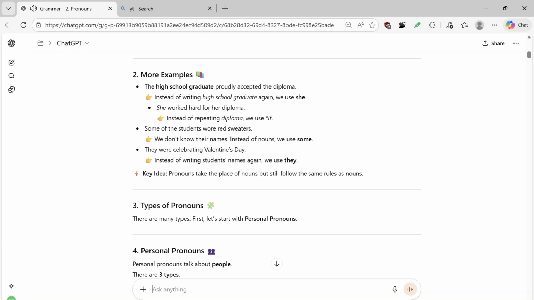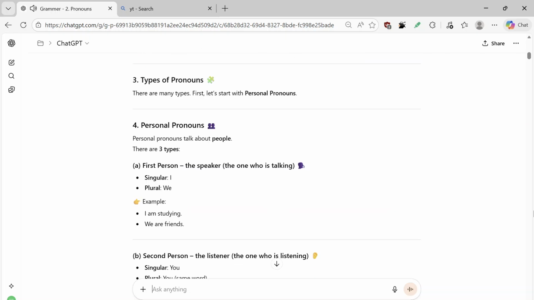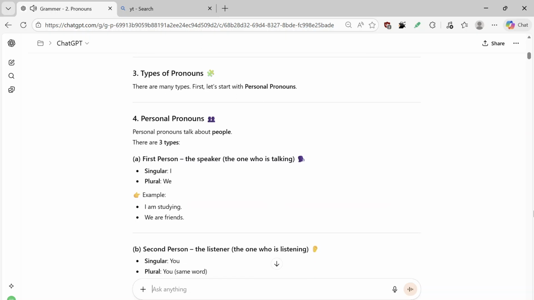Number 3. Types of pronouns. There are many types. First, let's start with personal pronouns. Number 4. Personal pronouns talk about people. There are 3 types. A. First person: the speaker, the one who is talking. Singular, I; plural, we. Example: I am studying, we are friends.